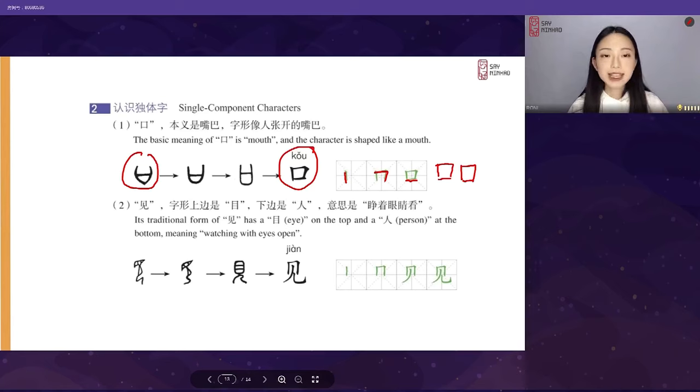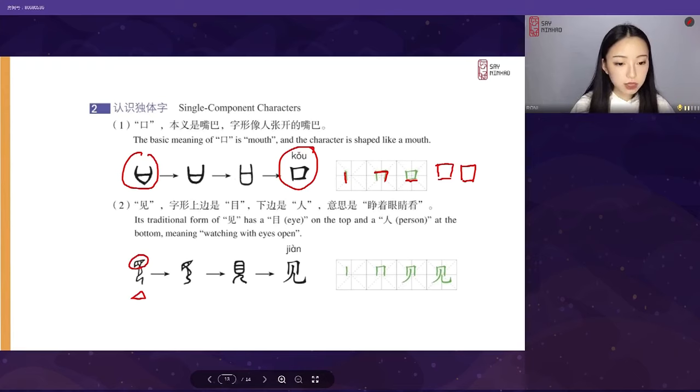Next one is 见, as in 再见. 见 means see, watch. In ancient times, it looked like this. We can see this part actually looked like someone's eye, right? And this part is a person's body under it. In modern Chinese, now it looks like this.